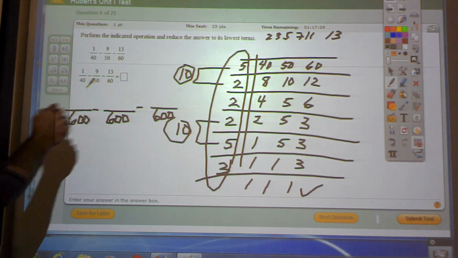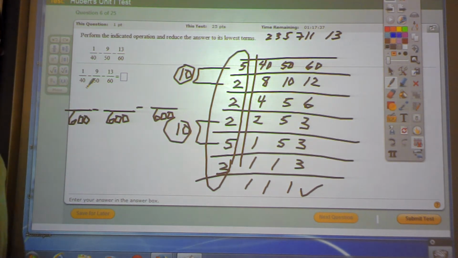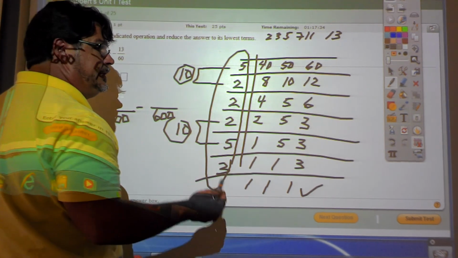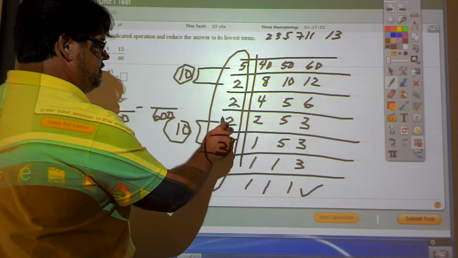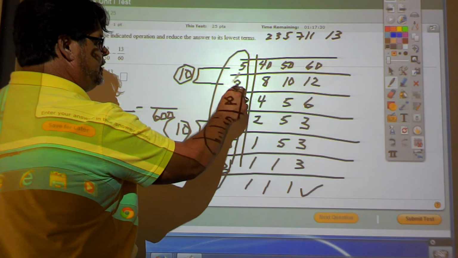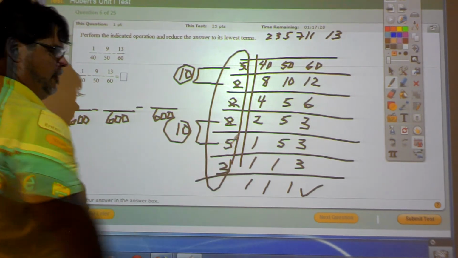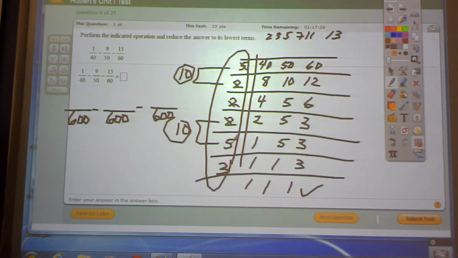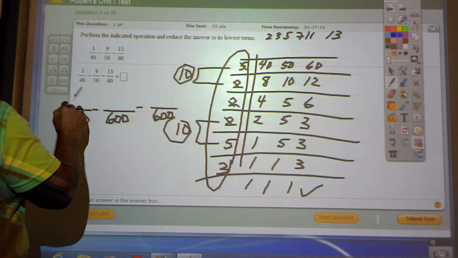How many times will 40 go into 600? We'll go over here and knock out 40. Let's see, 40 is 4 times 10, right? How many times? 15 times, Hubert. That's right, class. 15 times 1 is 15.